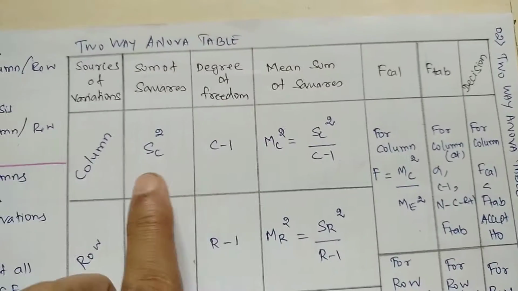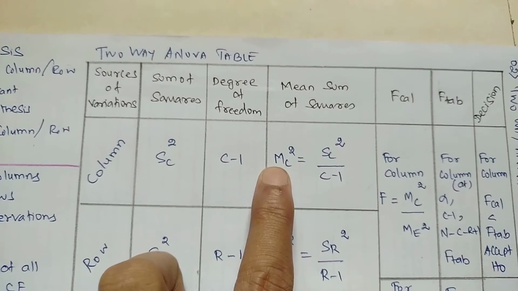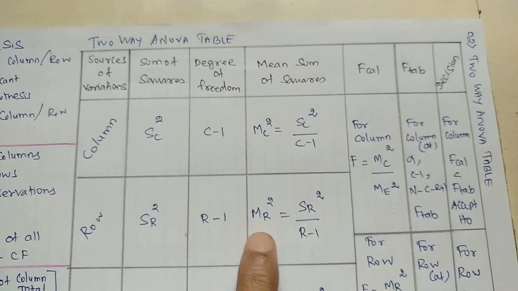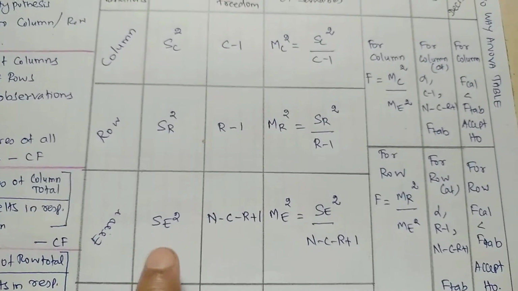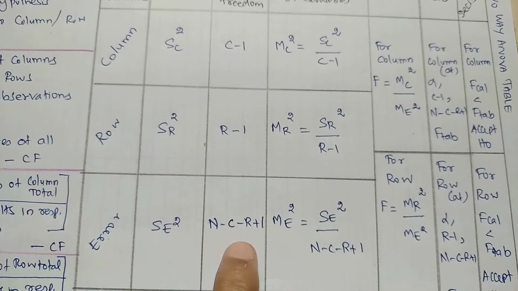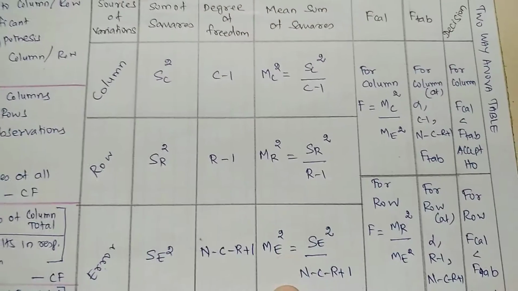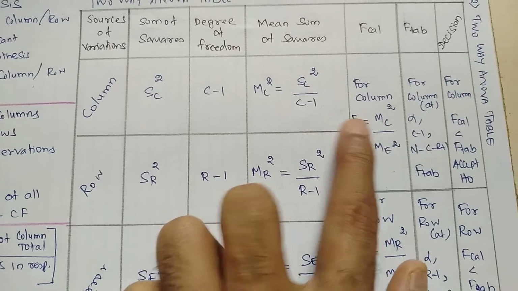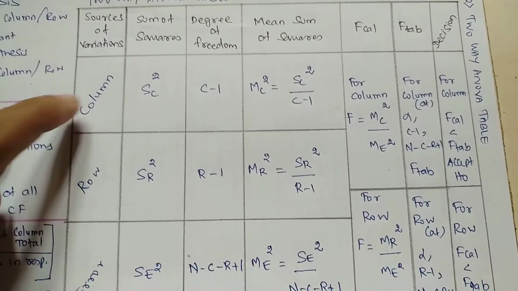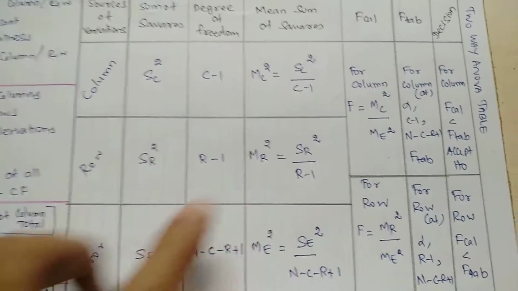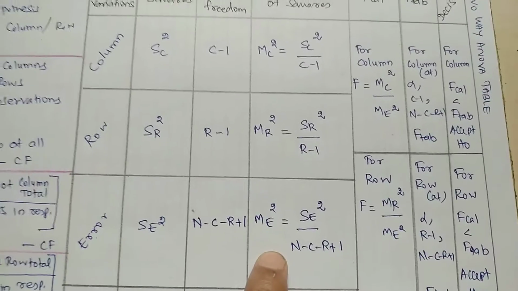And then mean sum of square. What is for column? MC square is SC square divided by C minus 1. For row, SR square divided by R minus 1, that is MR square. For error, SE square divided by N minus C minus R plus 1, that is ME square. So we need to find all this, and then we need to find the calculated value for column and then for row. So for column, what we have to do? MC square divided by ME square. For row, what we have to do? MR square divided by ME square.